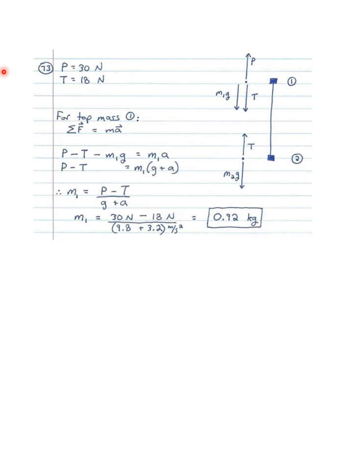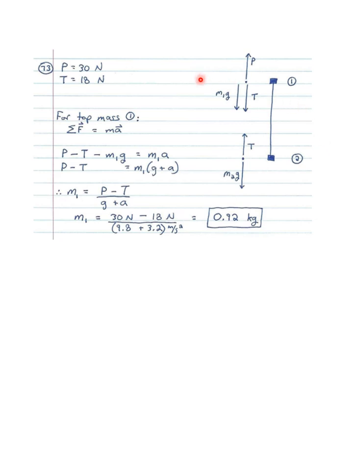Number 73 has two masses joined by a massless string. A 30 newton force applied vertically to the upper mass gives the system a constant upward acceleration of 3.2 meters per second squared. If the string tension is 18 newtons, what are the two masses? Here's my force diagram. Since we're dealing with multiple objects, let's do two separate force diagrams. To the right is just my picture of the masses, and I'll call the one on top mass 1 and the one down below mass 2.